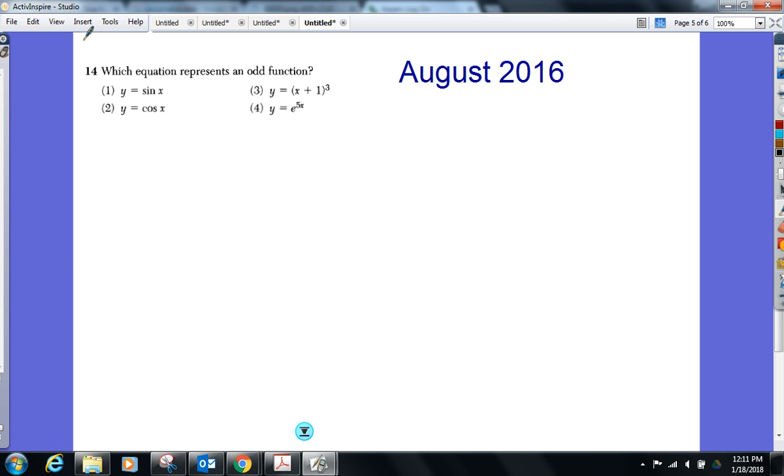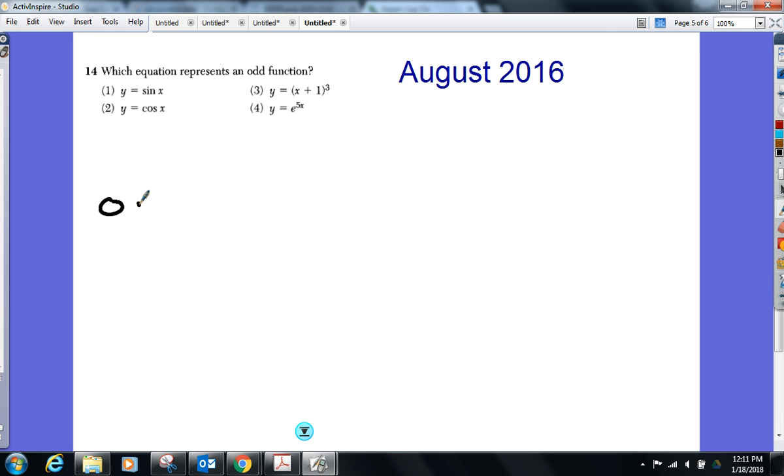Look at block number 13, please, on your packet, on the formulas that aren't given. If you were here that day, I had you write in when a function is odd and when a function is even. If you weren't here for that day, you can write it in somewhere else now.